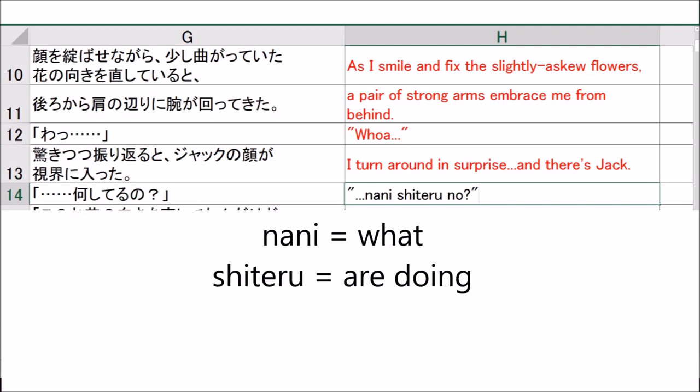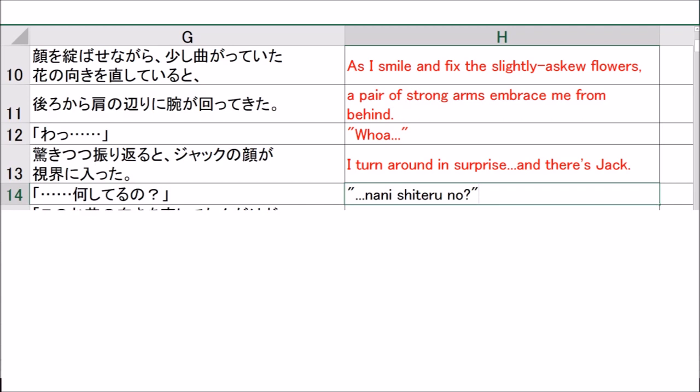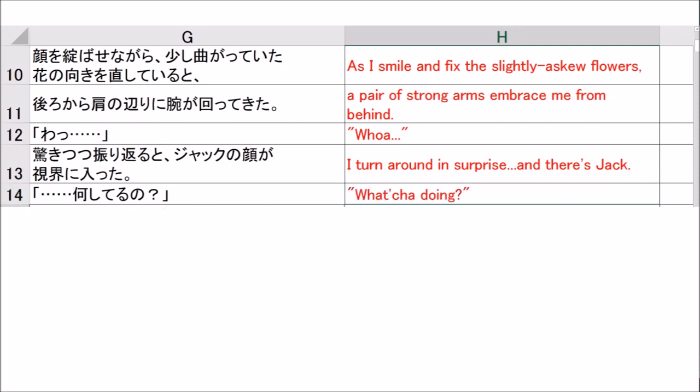Nani means what, and shiteru means doing. The no in this case is a softer and often feminine way of ending a sentence. This is Jack speaking, by the way. He's a softer kind of guy. Because he's being gentle and playful, I translated this as, what you doing? I also took away the ellipsis at the beginning of the sentence because I'm instructed to never start a sentence with an ellipsis unless it's the second part of a sentence from a previous cell.